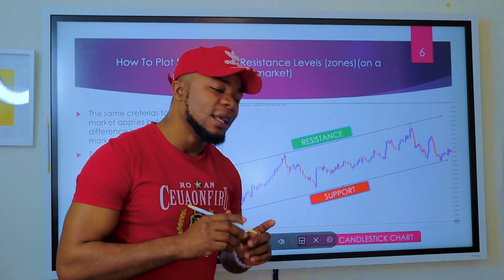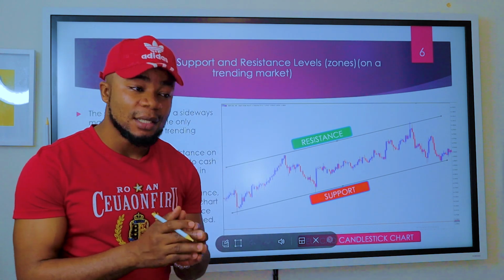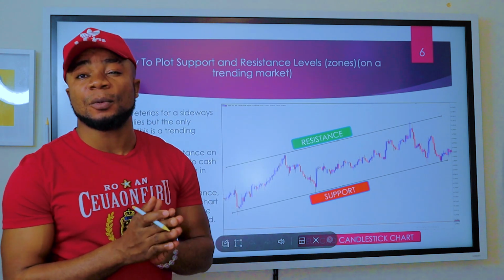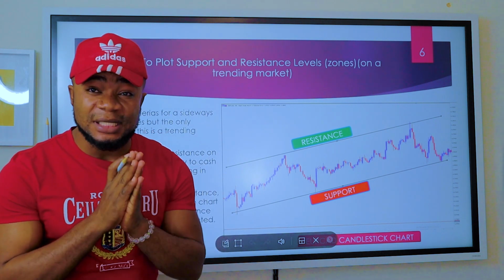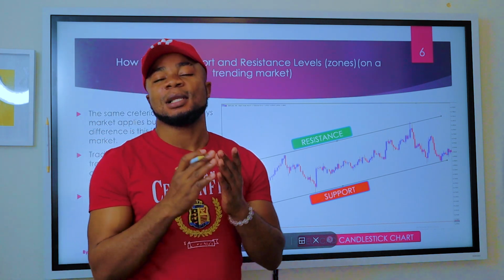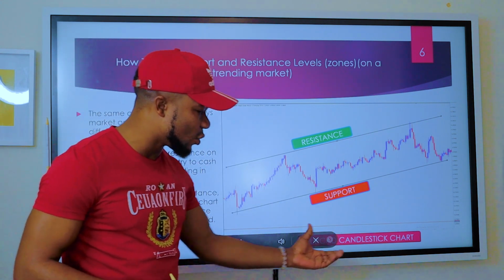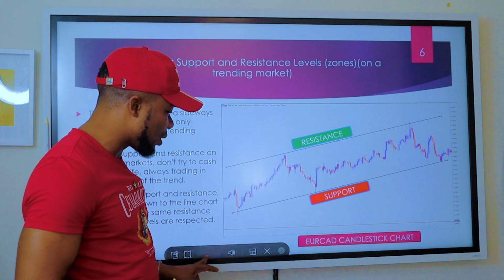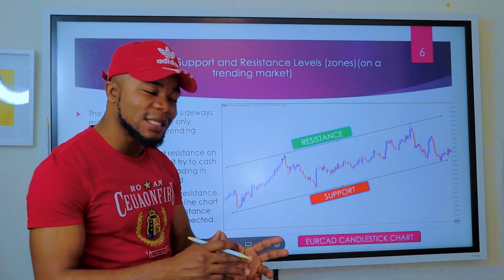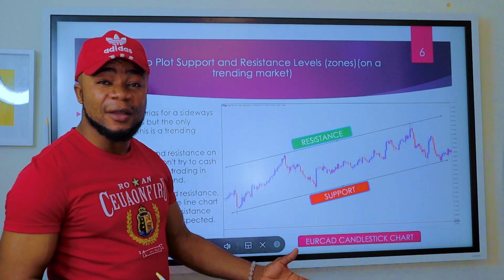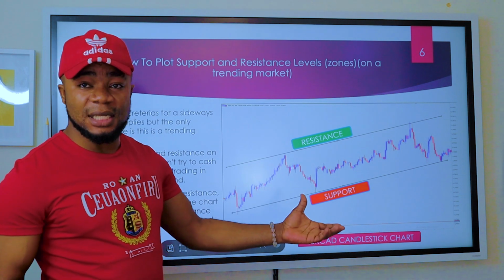Just like I explained, if the same zones are not respected on the line chart, then those are not effective support and resistance levels. If they are not respected on the line chart, then those are not sniper support and resistance levels. All right. And see, in this case, this is the same chart, Euro card candlestick chart. Let me show you the same chart on the line chart for us to be able to verify, to be able to validate if this is a good support and resistance zone or not.